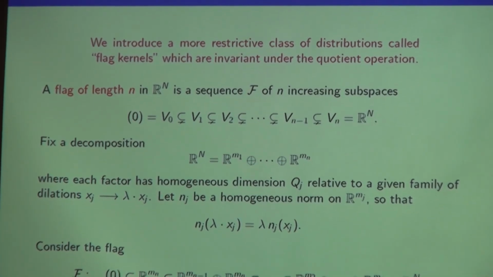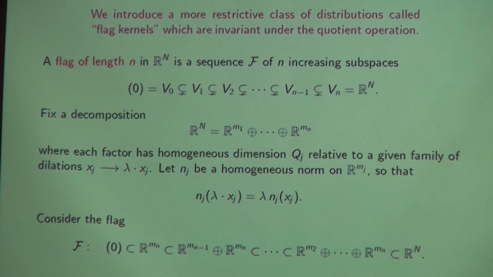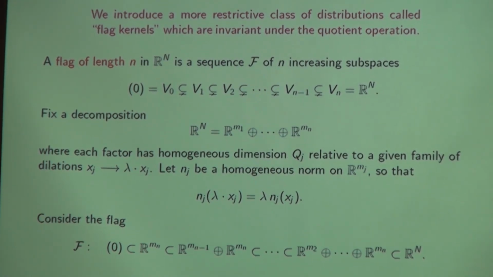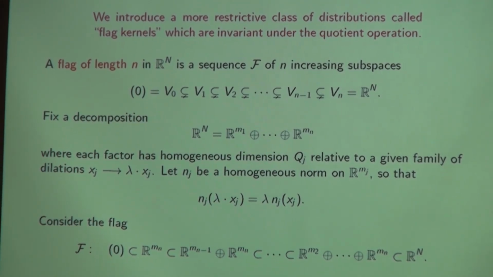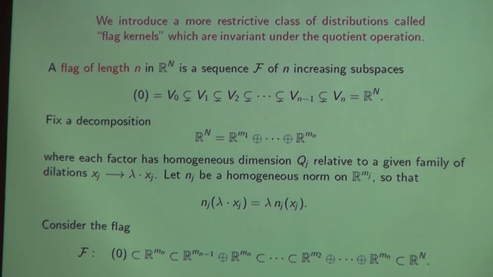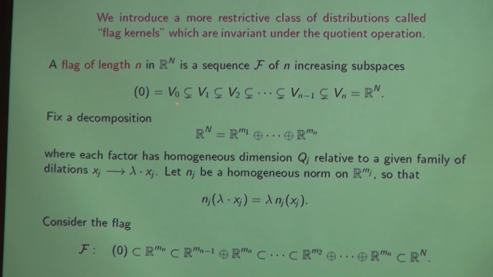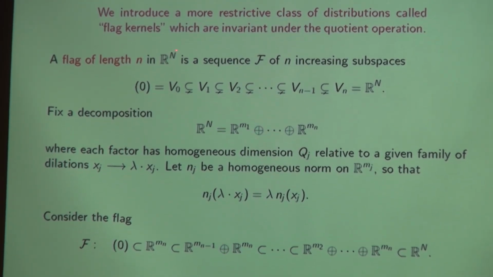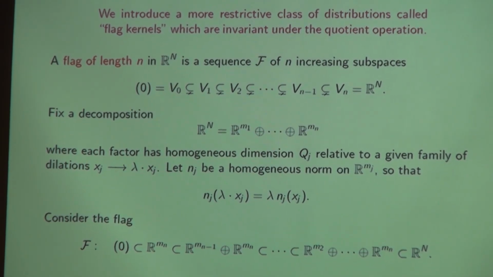So what one wants to do is to introduce the notion of flag kernels, which is a more restrictive class and which behaves better under this quotienting process. So what is a flag kernel? A flag, first of all, for us is simply an increasing sequence of subspaces in Rn, and we'll say that we have a flag of length little n in R capital N if there's a sequence of little n increasing subspaces.